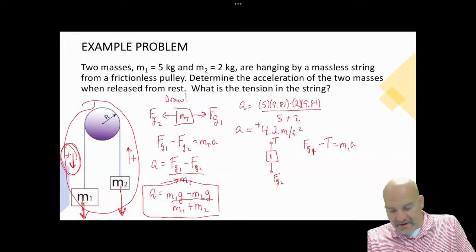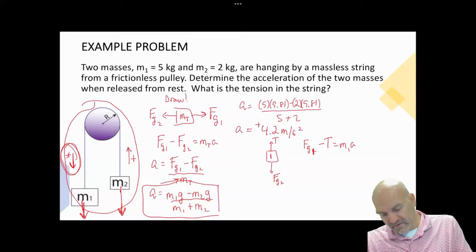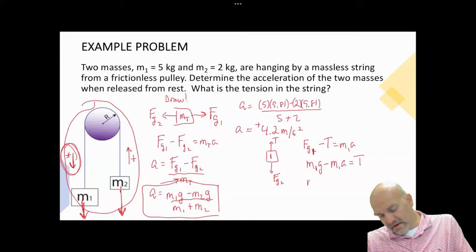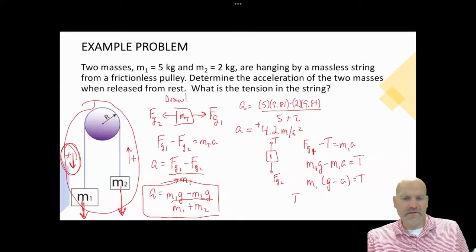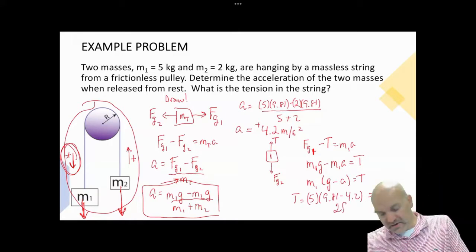Okay, now I'm not going to divide by total mass because I'm looking at an individual block, right? And so I'm going to do some algebra. I'm going to add T over and subtract the m1a over. So I'm going to get m1 times g minus m1a equals tension. I can factor out an m1. And so my tension is going to be m1, which is 5, times 9.81 minus 4.2. And so the tension in my string is going to be 28 newtons.